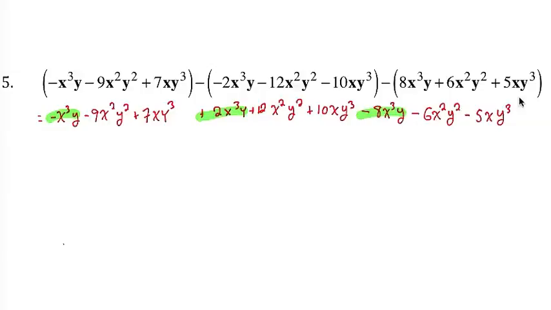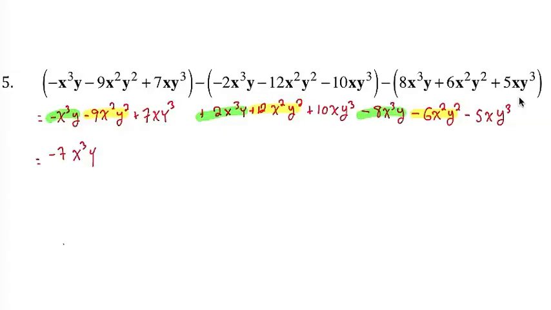So 2 and negative 9 make negative 7. So that's negative 7x to the power of 3y, and then for the x squared y squareds. So negative 9x squared y squared plus 12x squared y squared minus 6x squared y squared.